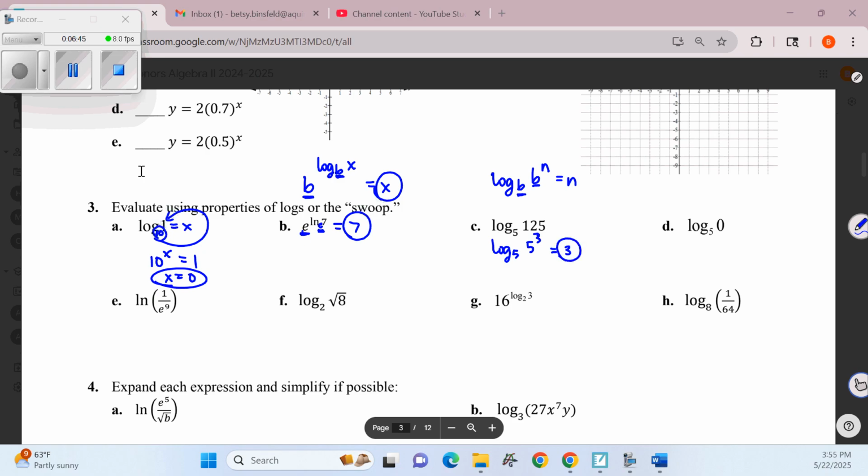If you don't like the properties, you can go back to the swoop. Say, let's let it be equal to some value x. Then swoop: 5 to the x power is equal to 125. Recognizing that 125 is the same thing as 5 cubed, this can only be true, 5 to the x power equals 5 to the third, if x is equal to 3.